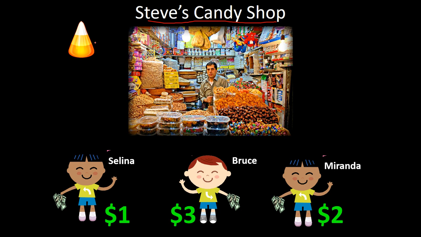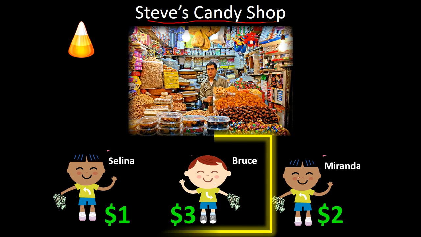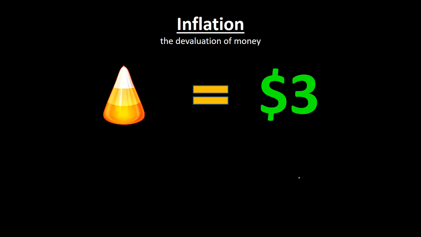Steve says, all right, I've got a piece of candy. Who wants to buy it? Selena says, I do. Bruce says, I do. And Miranda says, I do. And he says, all right, what do you want to give me? Selena's got $1. Bruce has got $3. Miranda's got $2. Well, guess who gets that piece of candy? It's going to be Bruce. He's the highest bidder. And so we've now established that the price of that candy is $3. It's not made up by the government. It's not determined by Steve. The law of supply and demand has determined the price of candy.